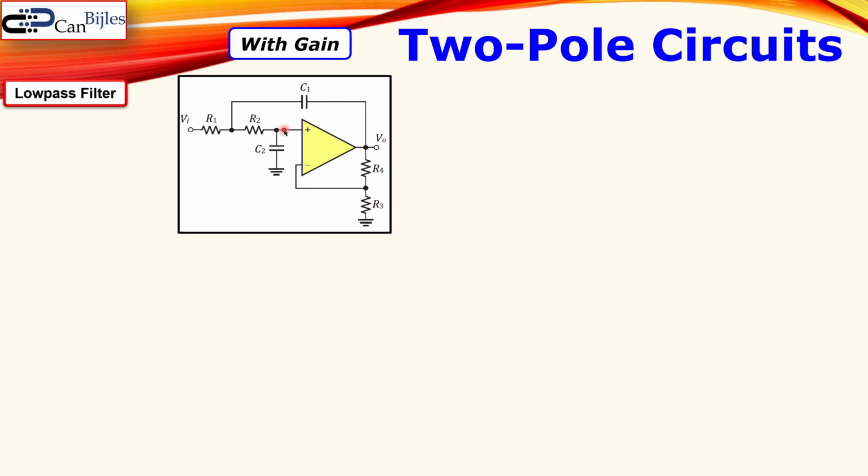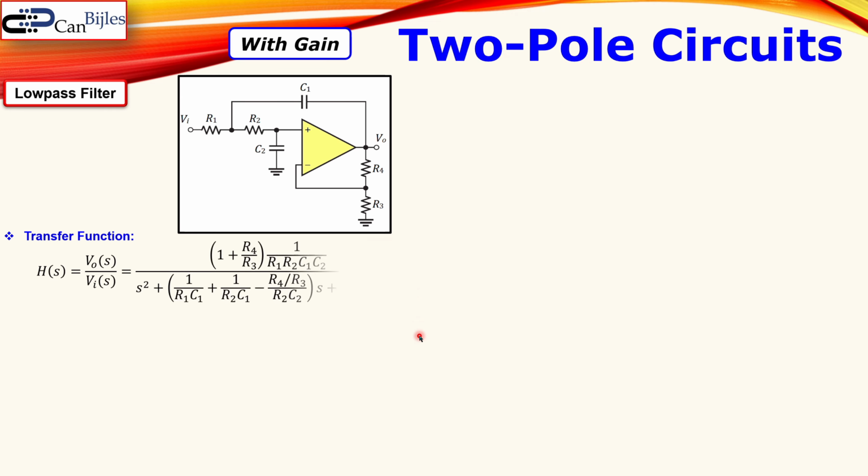So it is also actually looking from this node to output. This is actually a non-inverting amplifier. So the transfer function here is a little bit different. It is similar, but you see here in the numerator 1 plus the R4 over R3, which is the gain of a non-inverting amplifier.